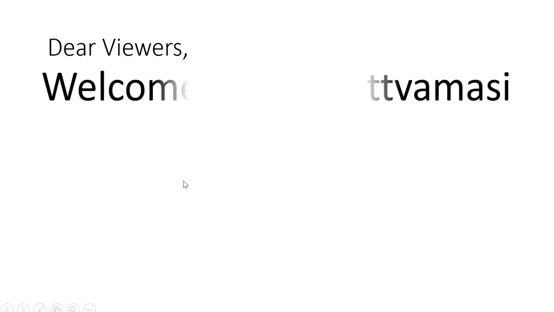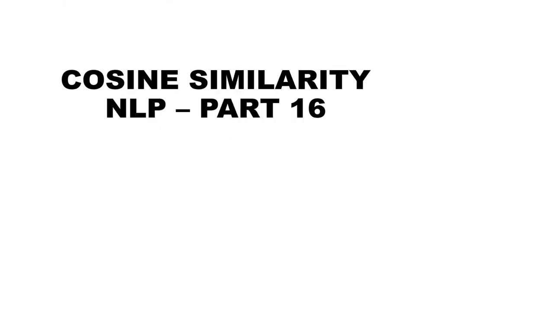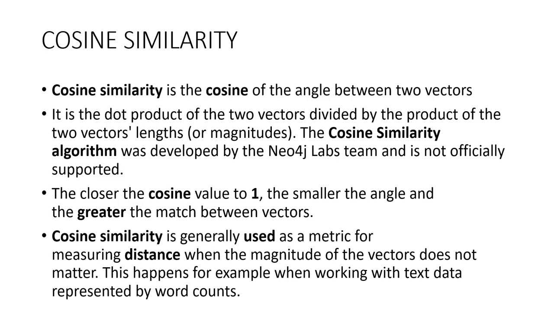Dhanesh here. Today we are going to discuss natural language processing and cosine similarity. Cosine similarity is one of the important algorithms in natural language processing, and this is the 16th video on NLP. Cosine similarity is the cosine of the angle between two vectors.